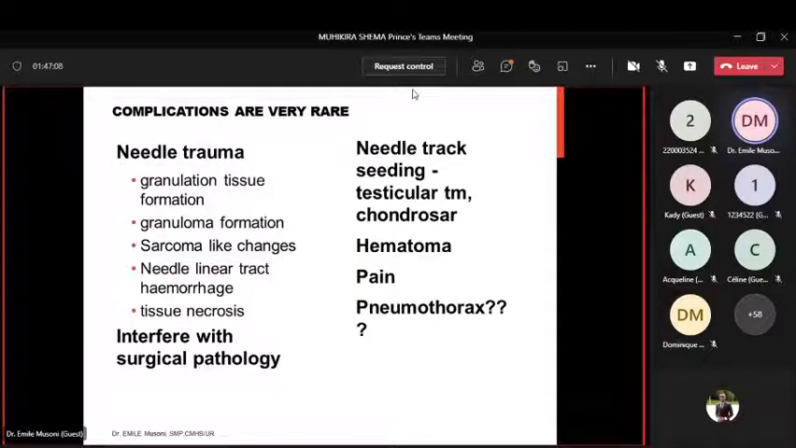Complications are very, very rare. Even here, it is written: needle trauma, interference with surgical pathology. You can have pneumothorax on the lung, hematoma, pain. But this is very rare. In general, there is no complication with fine needle aspiration. It can happen, but it is very, very rare.